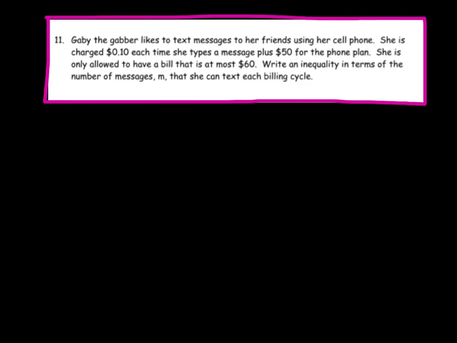Okay, let's look at this last one now. Gabby the Gabber likes to text message her friends using her cell phone. She is charged 10 cents each time she types a message plus $50 for the phone plan. She is only allowed to have a bill that is at most $60. Write an inequality in terms of the number of messages, M, that she can text each billing cycle. So what we have to look at is how much her phone bill is going to cost her. So initially she's charged 10 cents each time she types a text message. So that's $0.10 per message that she types, and we represent that by 0.10M, plus that $50.